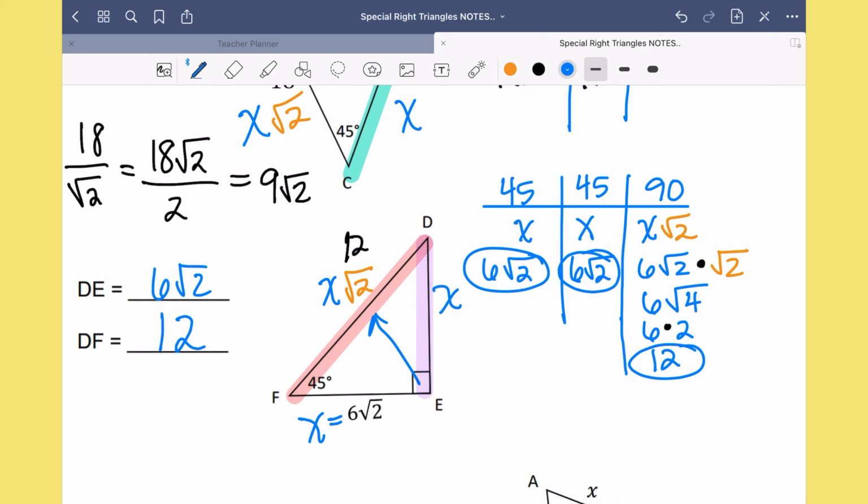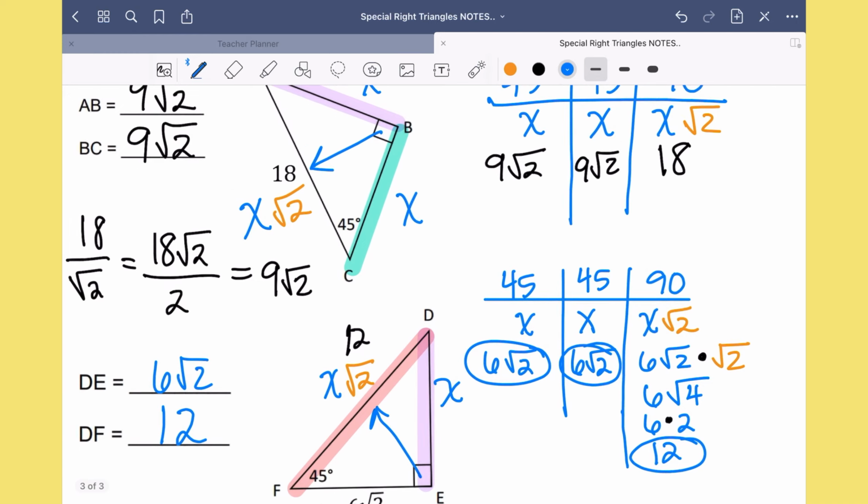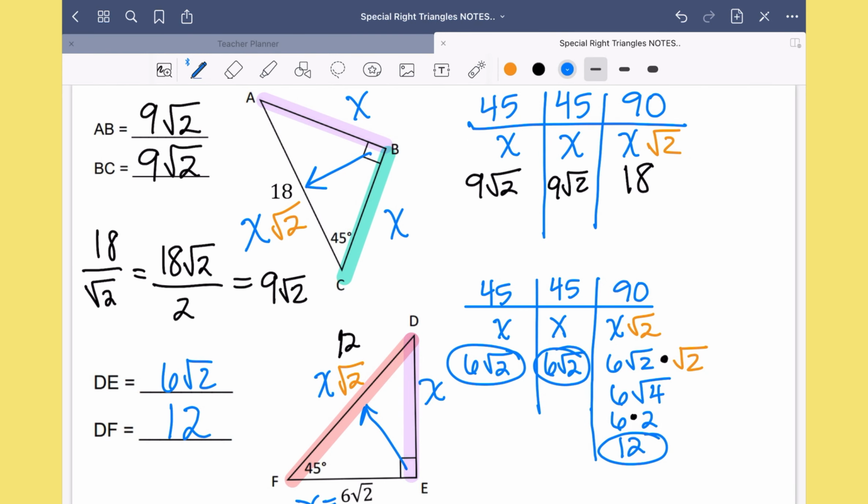All right. That one was a little different, but as you can see, we're still using the same patterns, okay? Your legs are going to be X and X, and your hypotenuse is X times the square root of 2. Okay, so we got to use what we have and figure out the rest of the sides.